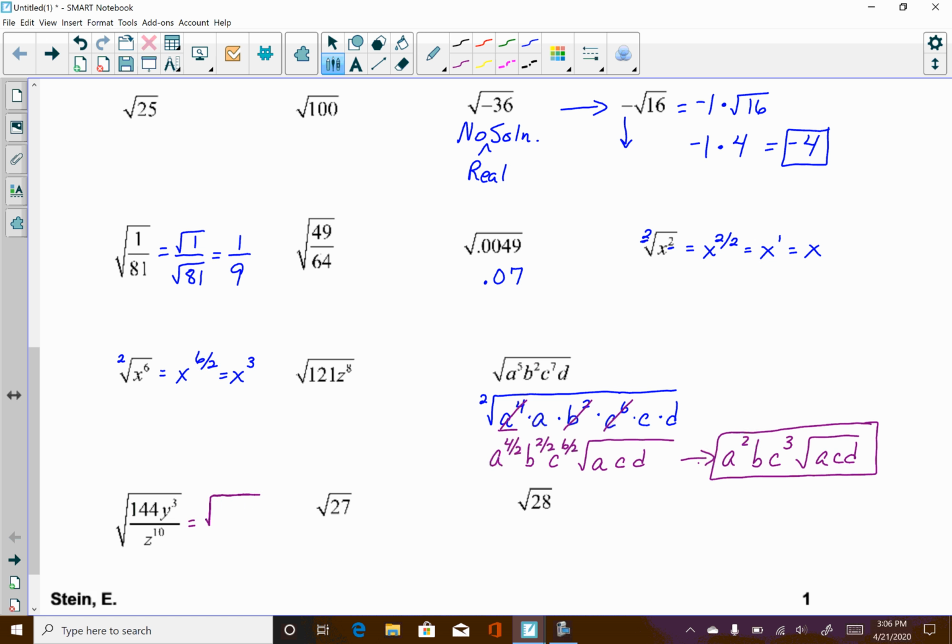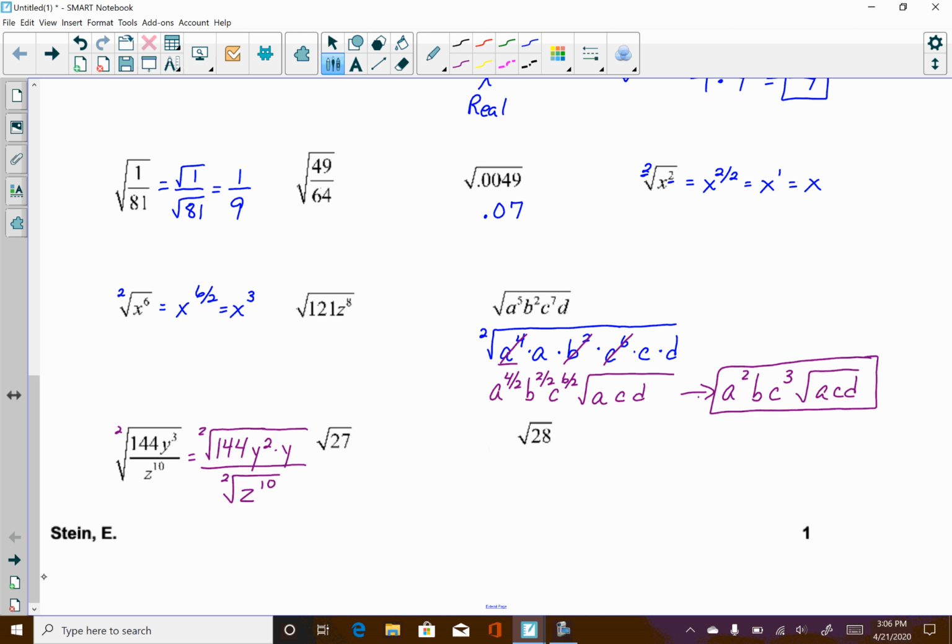So I'm going to rewrite this as the square root of 144. And since it's the 2 out here, I'm going to think of, okay, what's another way I can write y cubed? I can write that as y squared times y, over, and then I would have the square root of z to the 10th. And since that's even, I'm going to leave it there. I'll be able to take that square root like I need to.